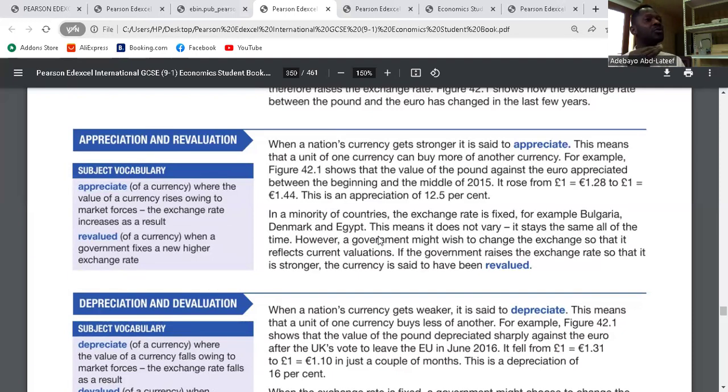You get it? So if the country's government, in conjunction with the central bank, concludes to change it, to increase the value so that it becomes stronger, then we call it revaluation. But if it is about the demand for and the supply of, it is appreciation. If the demand increases, it appreciates. If the government wants to make it stronger, it revalues it. Is it clear? Any question about revaluation and appreciation? Clear. Revaluation is about the fixed. Appreciation is about the floating.